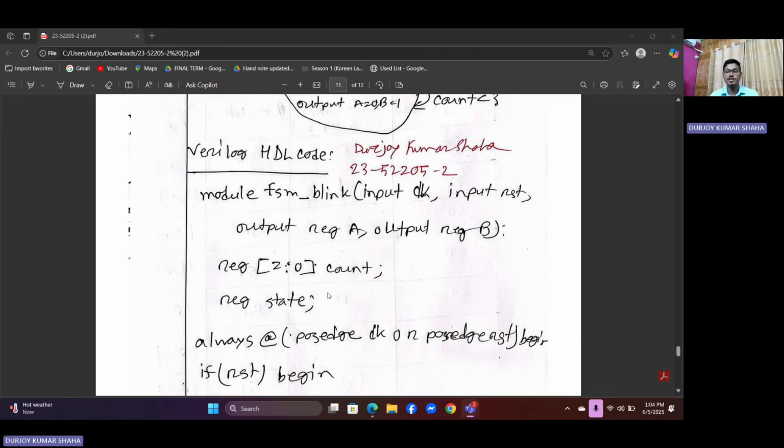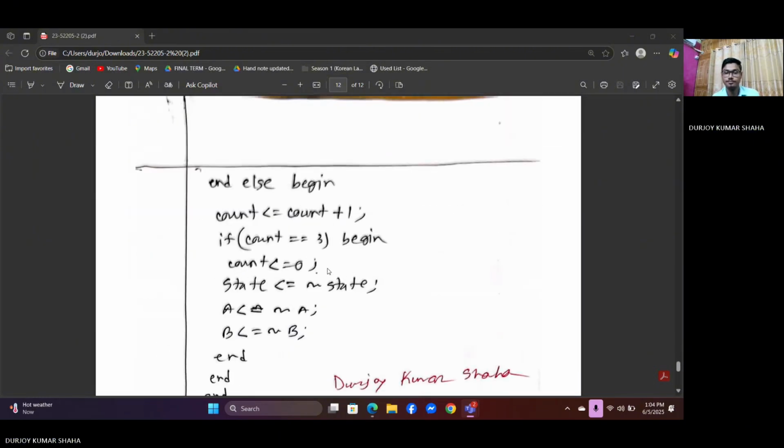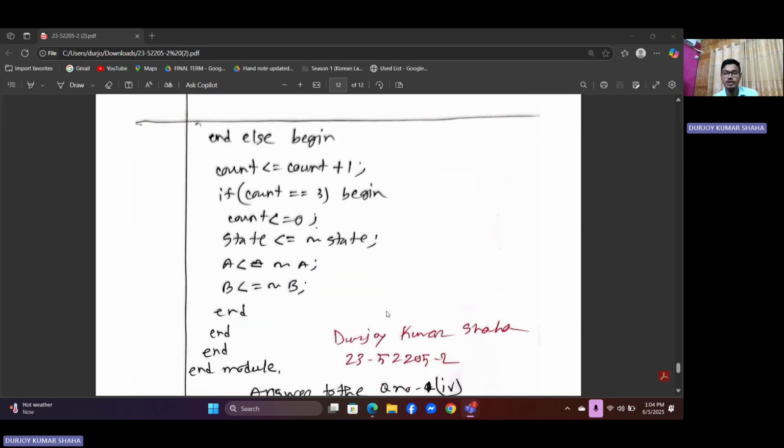On every positive edge of the clock, the counter increments, and when it reaches 3, it resets and the FSM toggles to the other state. Based on the current state, the outputs A and B are updated accordingly. This FSM demonstrates a blinking pattern controlled purely by digital logic. It highlights how we can use state machines and hardware description languages like Verilog to implement timing-based logic that would otherwise require manual toggle or external control.